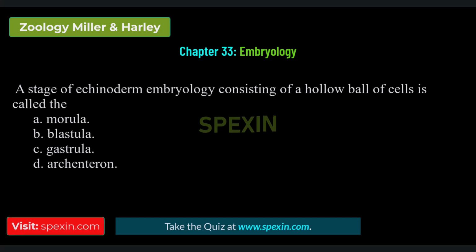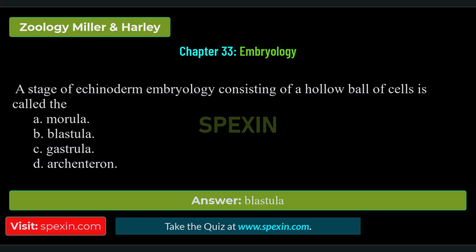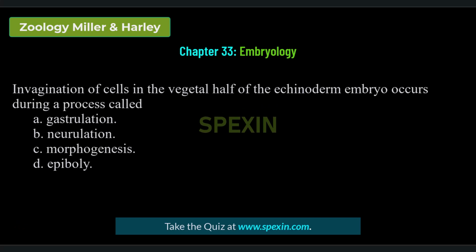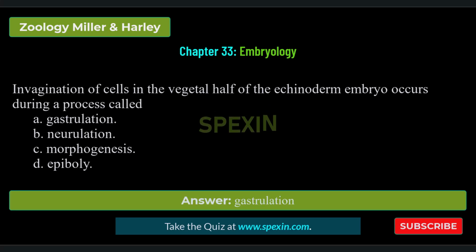A stage of echinoderm embryology consisting of a hollow ball of cells is called the: A. Morula, B. Blastula, C. Gastrula, D. Archenteron. Correct answer: blastula. Invagination of cells in the vegetal half of the echinoderm embryo occurs during a process called: A. Gastrulation, B. Neurulation, C. Morphogenesis, D. Pibili. Correct answer: gastrulation.